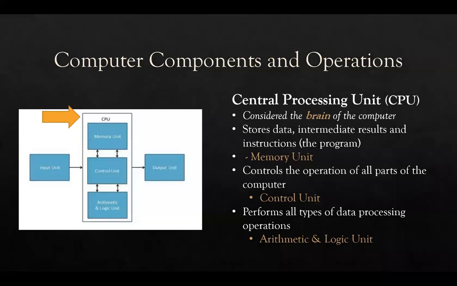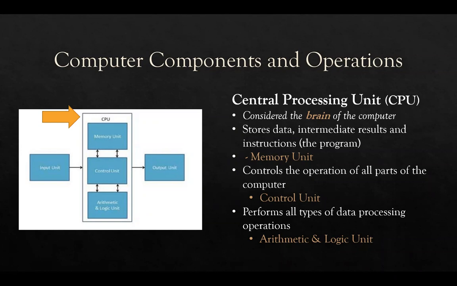Now, to the next computer component, the central processing unit, or the CPU. The CPU is considered the brains of the computer. It's responsible for storing and processing the input, and also retrieving and presenting the output. Now, the CPU itself has the following three subcomponents: a memory unit, which stores data, intermediate results, and instructions, which is the program; a control unit, which controls the operations of all parts of the computer; and an arithmetic and logic unit. These perform all types of data processing operations.